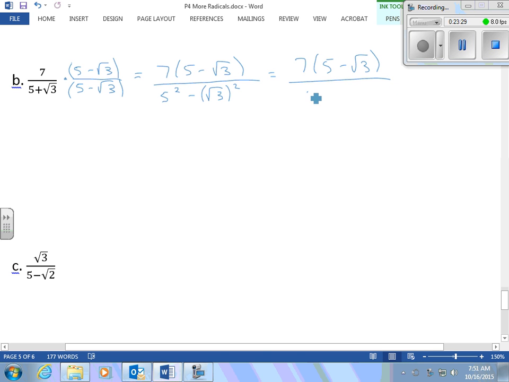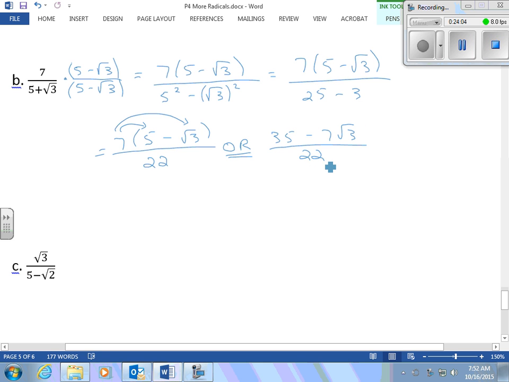And 5 squared is 25. Root 3 squared is 3. So we have 25 minus 3. So that gives us 7 times 5 minus root 3 all over 22. Now, as far as simplifying goes, if the 7 and the 22 had something in common, a factor in common, you would be able to simplify at this stage. They don't, so we can't simplify. You could also choose to multiply through the brackets here and write that as 35 minus 7 root 3 all over 22. Both of those are equally correct and equally nice as far as form goes.